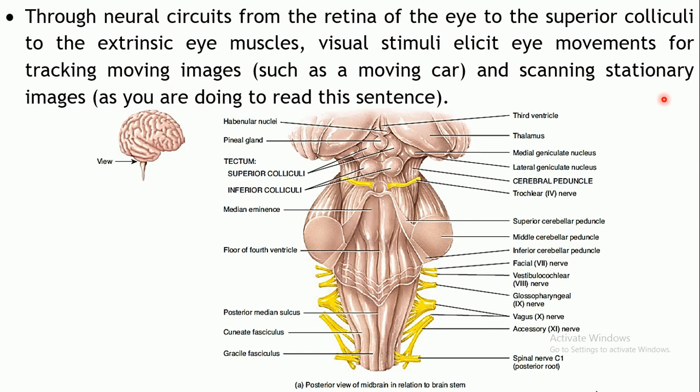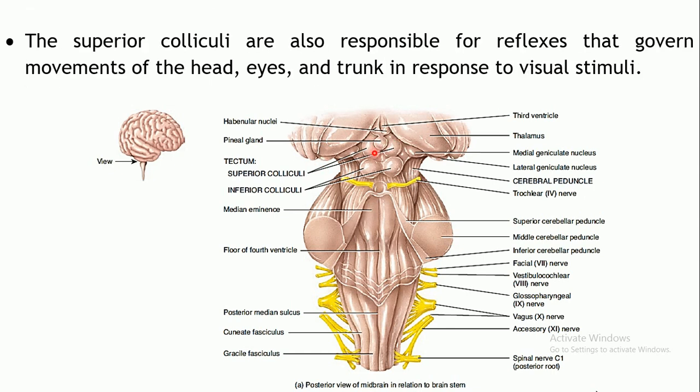Now, as I have read this statement, though I am not moving my cursor over here, still you can read that line, right? So your eyes are tracking those stationary letters and stationary words which are present over here. That particular reflex is also taken care of by the superior colliculi. These are also responsible for the reflexes which govern the movement of the head, eyes and trunk in response to some visual stimuli.